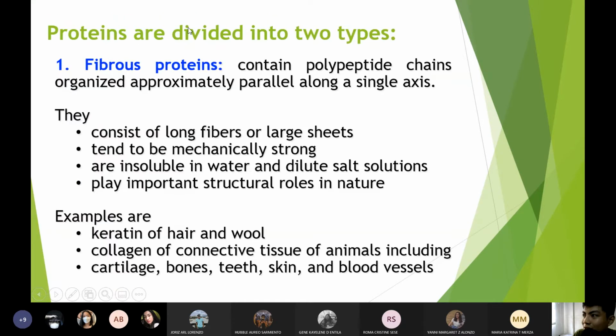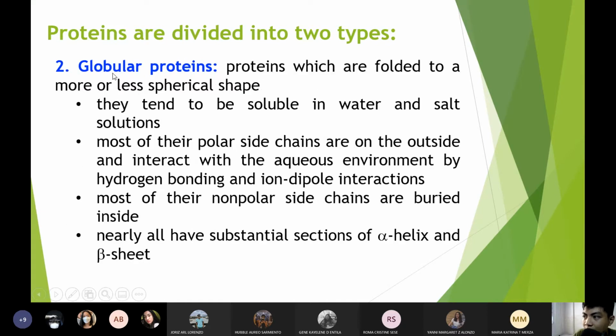Some proteins are characterized as fibrous. They tend to form long sheets, and they are technically insoluble in water. Examples of fibrous proteins are collagen, keratin, and cartilage. That's the keratin in our hair. Fibrous means it forms fibers, just one sheet or one coil. So those are the fibrous proteins.